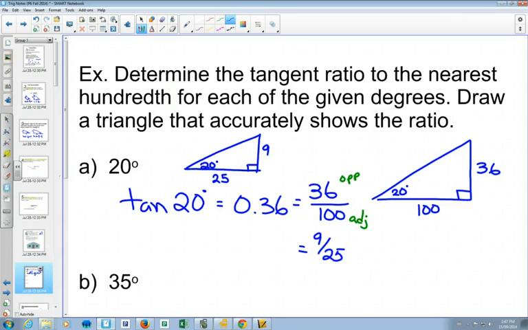So when we type it into our calculator, it is telling us something about the triangle. It's telling us what the ratio between the opposite side and the adjacent side would be.